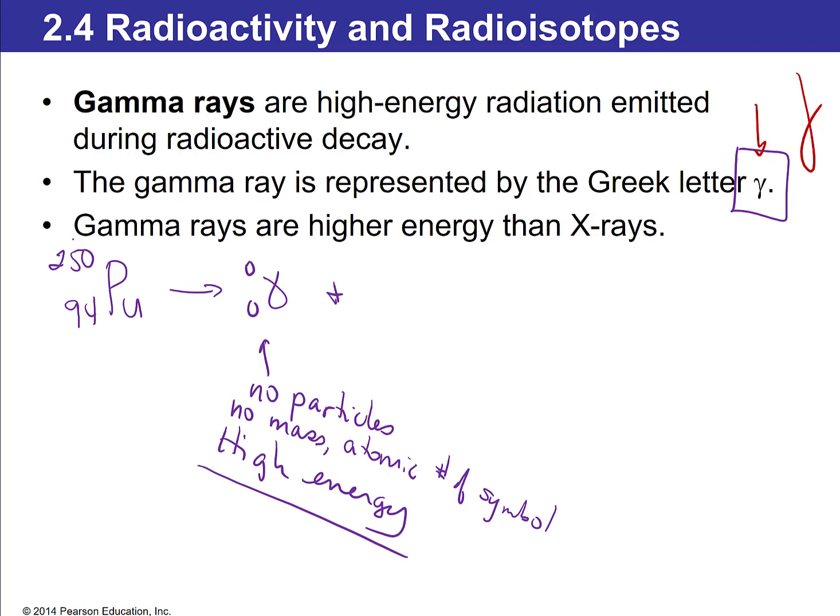So if I have plutonium-250 and it undergoes gamma decay, it's just this energy that's being released from this radioactive substance. It's still going to have a mass of 250. It'll still have an atomic number of 94. It is still going to be plutonium. Okay, so it's not going to change, but it's that energy that's represented.